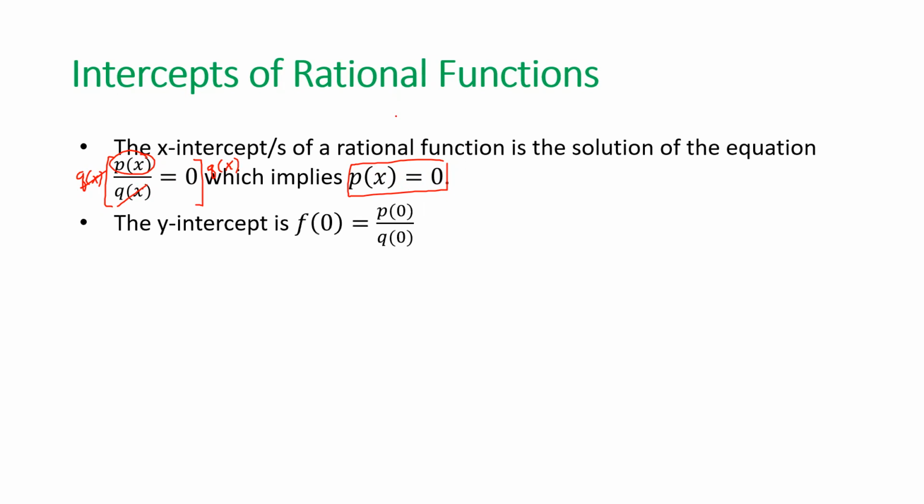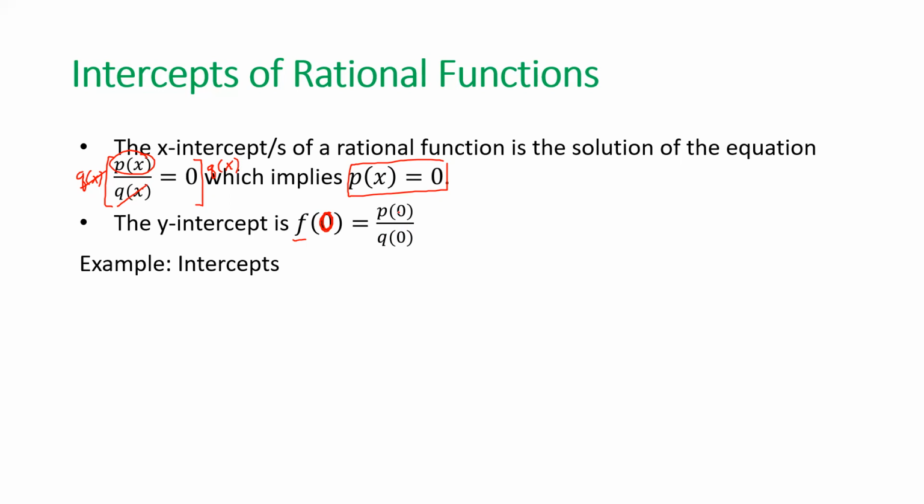Now, the y-intercept is obtained just like for other functions. We just evaluate the function f using x equals 0. This is equivalent to p of 0 over q of 0.